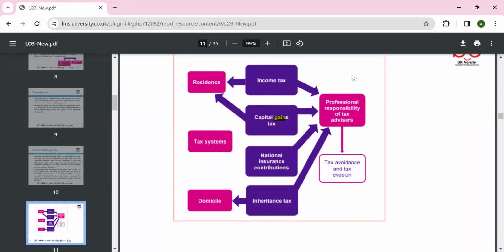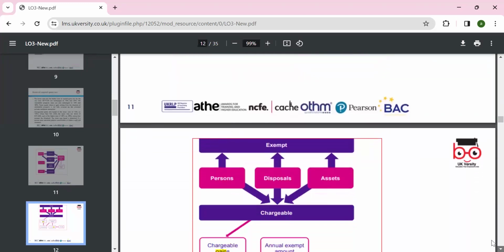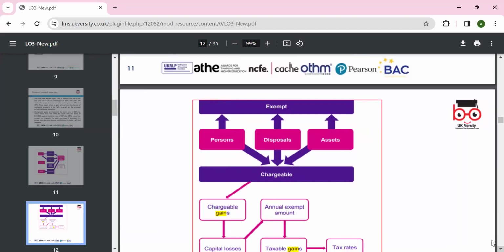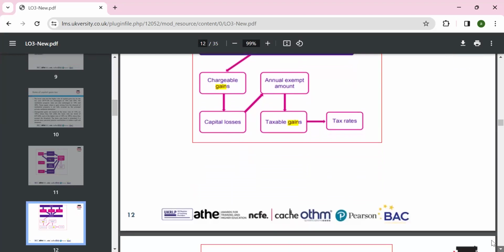Residence, income tax, professional responsibility for tax advisors, national insurance contributions, the tax system, tax avoidance and tax planning. Tax avoidance is illegal; tax planning we can do, but we need to look at the moral principles as well. Then exempt persons, disposal of an asset, chargeable gains, capital losses, the annual exempt amount and the rates we can apply.